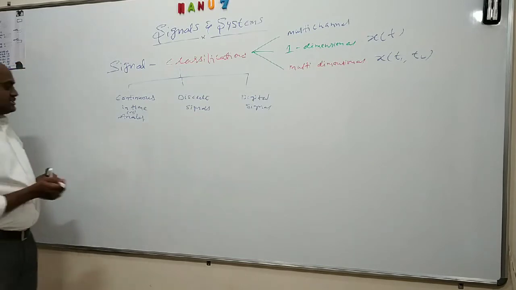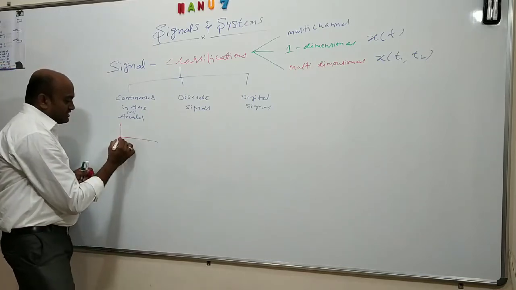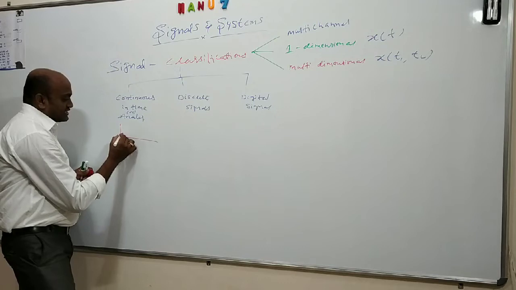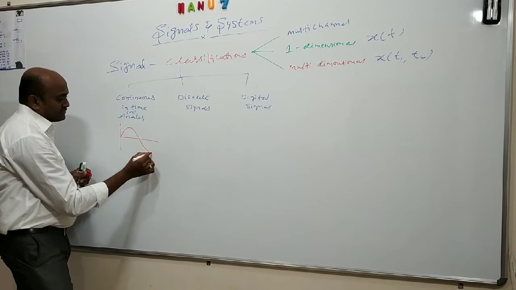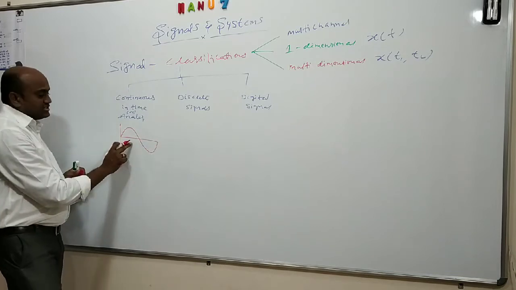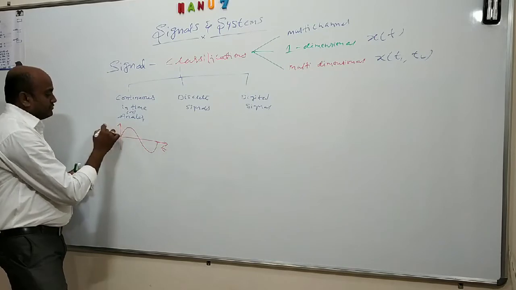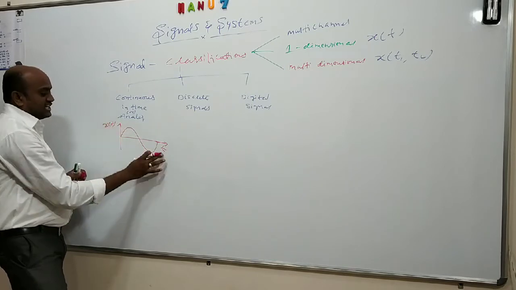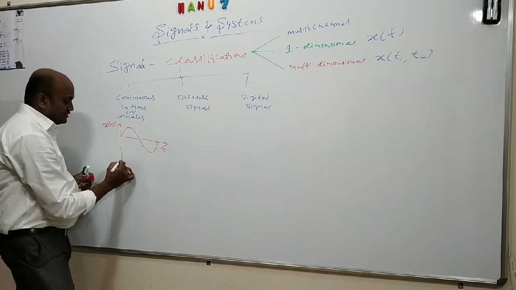Just take an example. A signal which is defined for every x-axis value, for every time instance, is defined. This is an example of a continuous in time signal. Time and amplitude. Second example for a continuous in time signal.